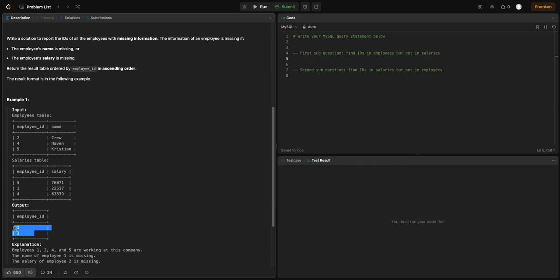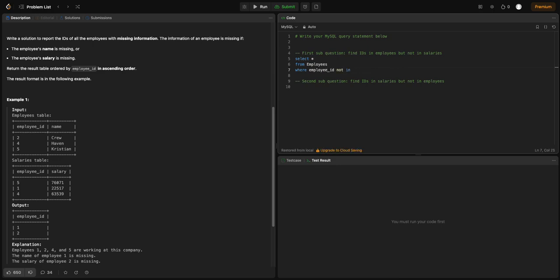The way we're going to solve this problem is we're going to break it down into two sub-questions, where the first sub-question involves finding the IDs of all employees which are in the employees table, but not in the salaries table. So to do that, I'm going to say select star, using star as a placeholder, from the employees table where the employee ID is not in, and the subquery here is going to be select employee ID from salaries table. So this is the query to solve the first sub problem.